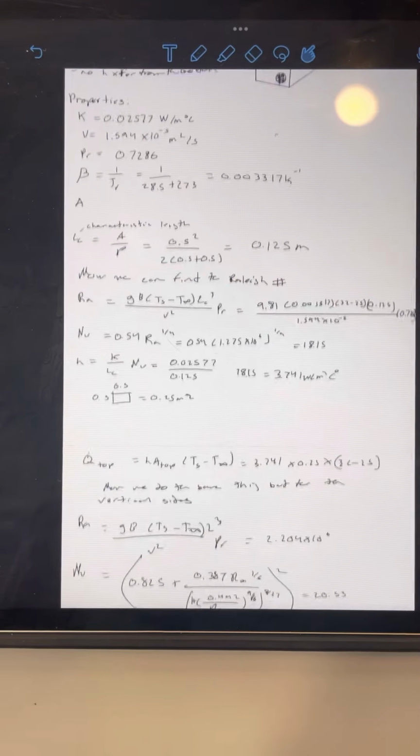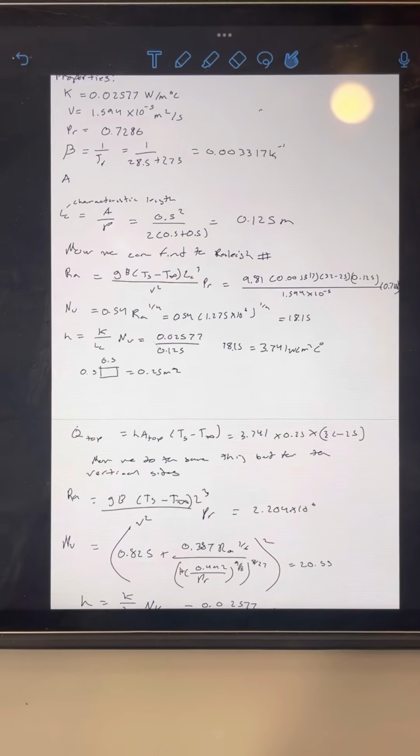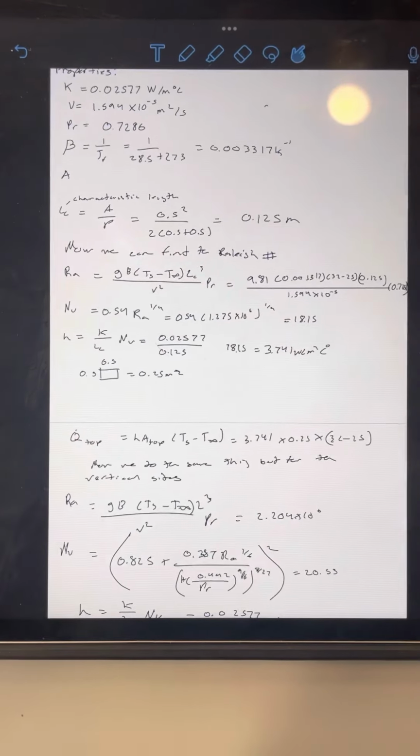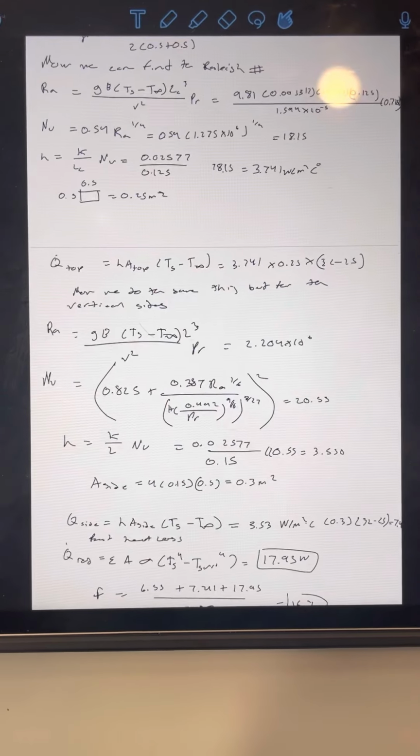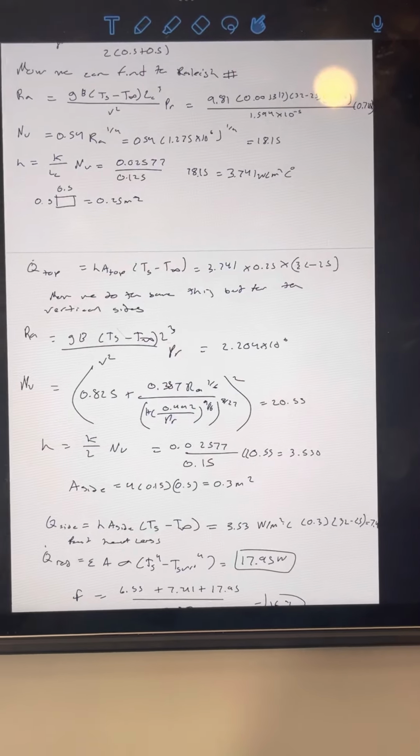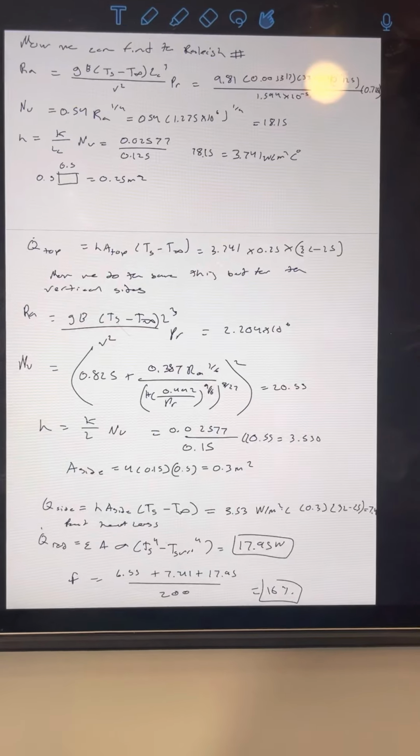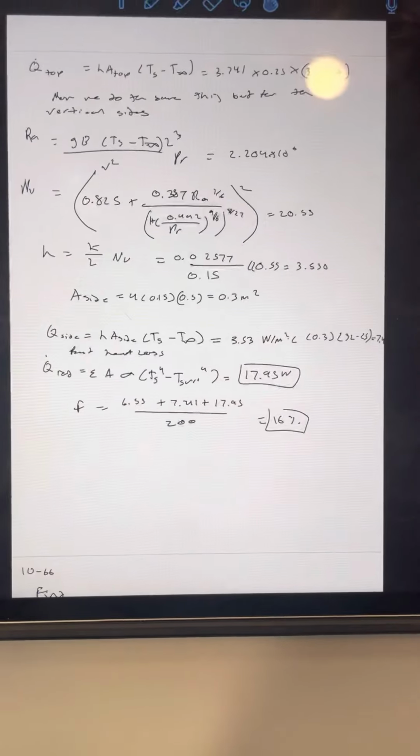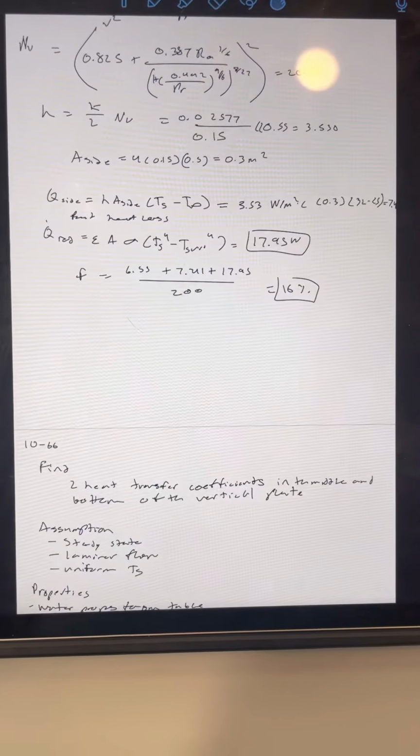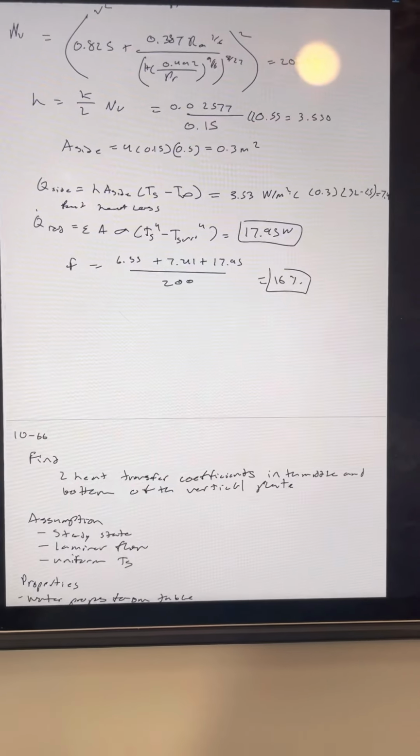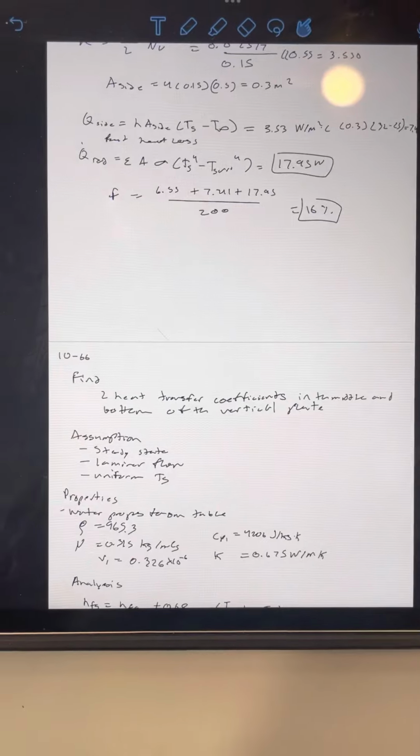Then we use Nusselt number, and we found the relation for Nusselt number, and we used Nusselt number to find H. Then we just used Q top equals HA times delta T to find Q from the top. And then we do the exact same process for the sides. And then we do F equals Q dot over Q dot total. We find 16% is being evacuated from the sides and the top.